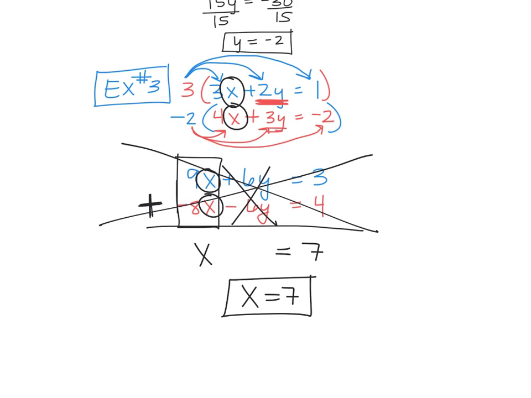So I would go back, let's just do this first one. Okay, my equation was 3x plus 2y equals 1. So I'm going to plug 7 in place of my x.